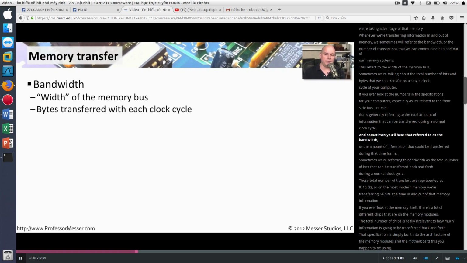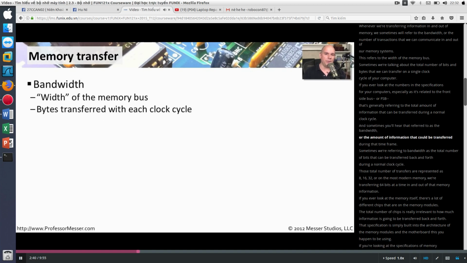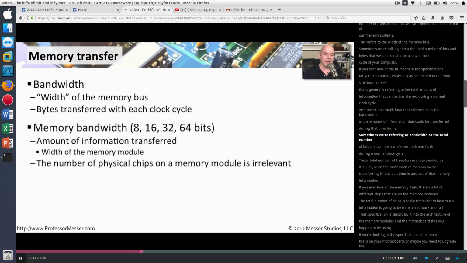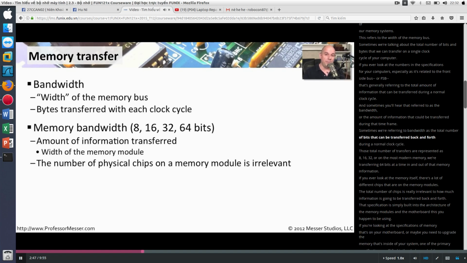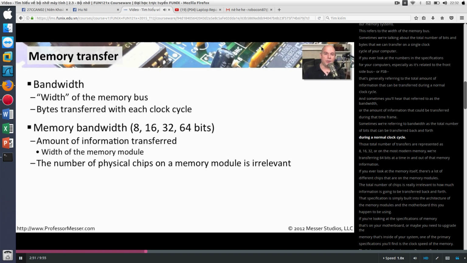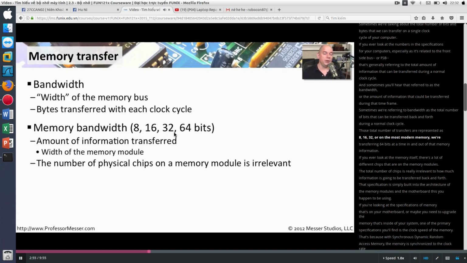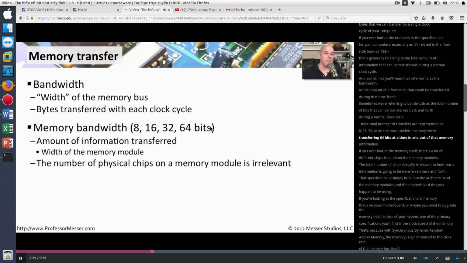And sometimes you'll hear that referred to as the bandwidth, or the amount of information that can be transferred during that time frame. Sometimes we're referring to bandwidth as the total number of bits that can be transferred back and forth during a normal clock cycle. Those total number of transfers are represented as 8, 16, 32, or on the most modern memory, we're transferring 64 bits at a time in and out of that memory.